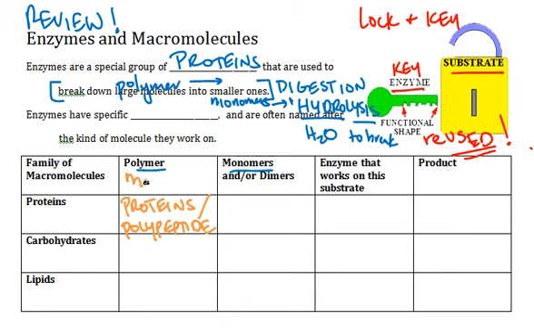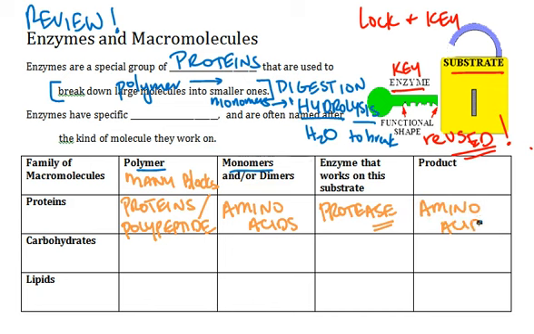Okay? And that's the polymer. Polymer means many blocks, or many building blocks, right? I'm just going to write blocks, but you should write many building blocks. And the monomers that these proteins get broken down to are called amino acids. And the enzyme that works on this substrate is called a protease. And notice the ASE ending. Anything with an ASE ending is an enzyme. The product are amino acids. In our digestive system, these are so small they can be absorbed by the villi of the small intestine.